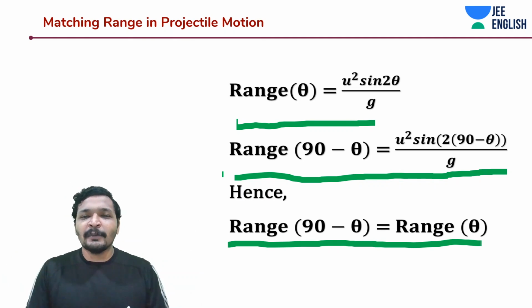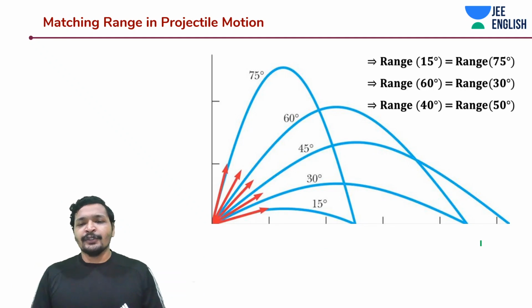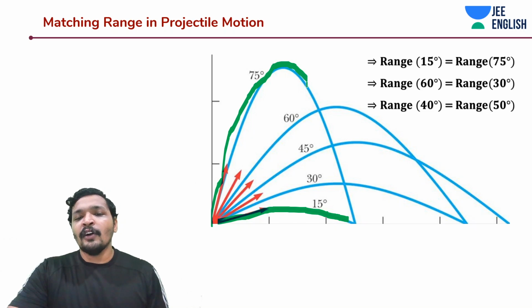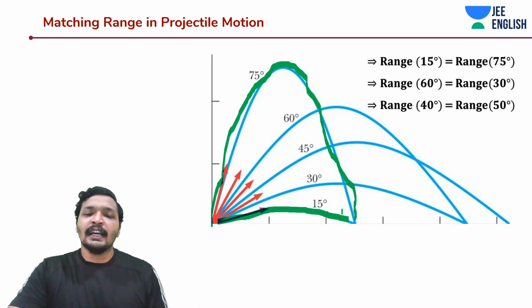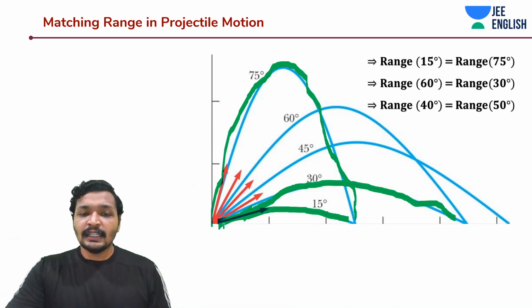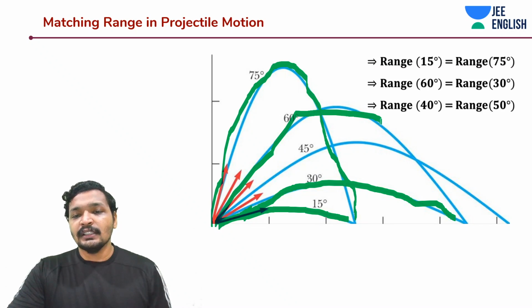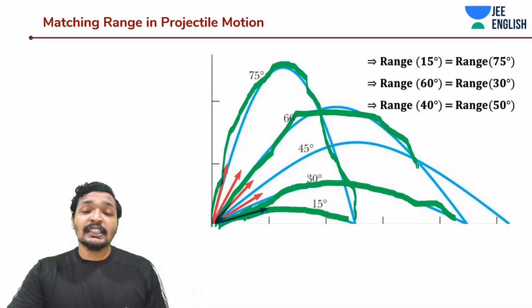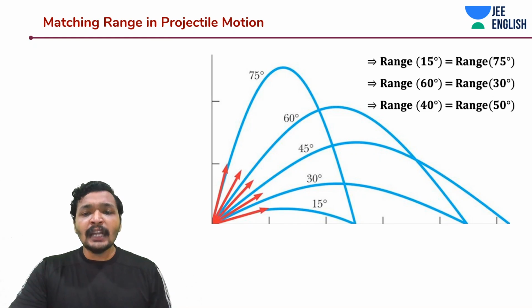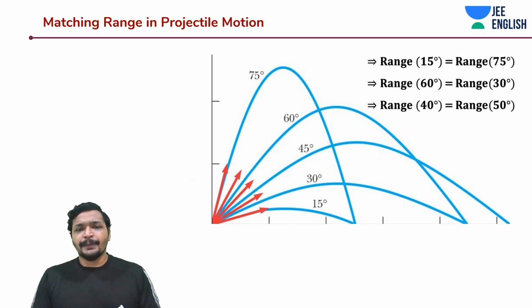Remember this point. It is fine if you remember this point. It's really easy. And this is just showing you that at 15 degrees and at 75 degrees, it is having the same range. If some object, particle or a ball is projected at 15 degrees and 75 degrees, they have the same range. 60 degrees and 30 degrees or 30 degrees and 60 degrees are having the same range because 60 is equal to 90 minus 30. Okay, really simple.